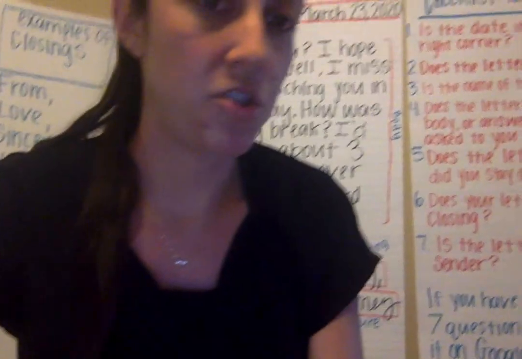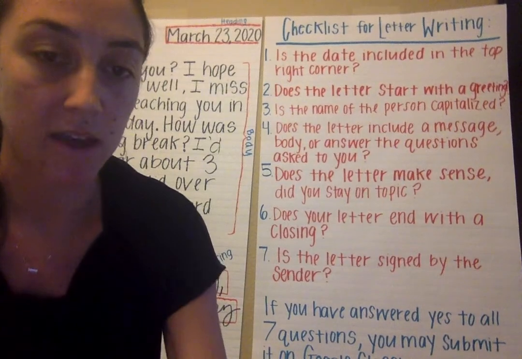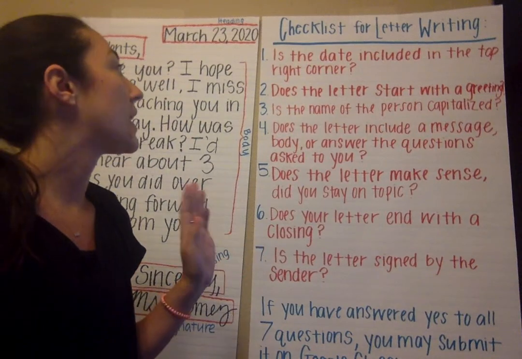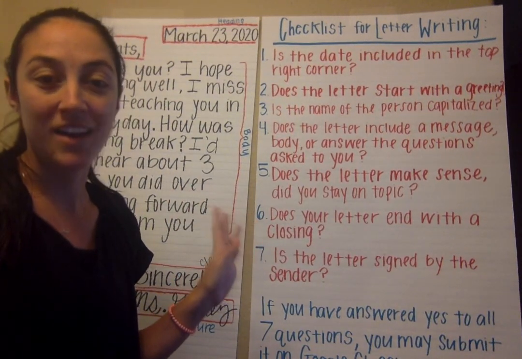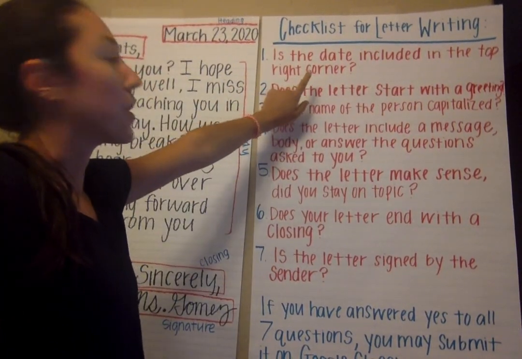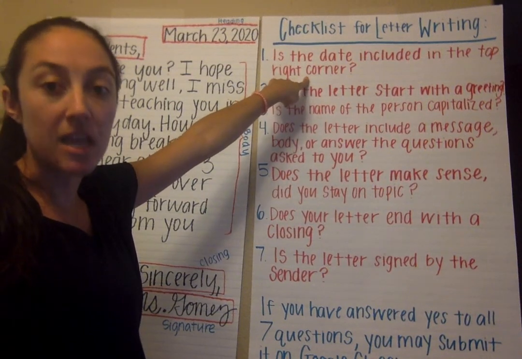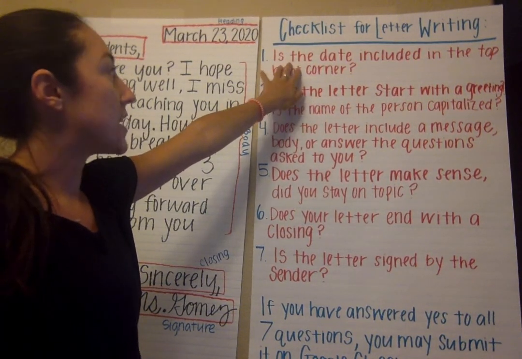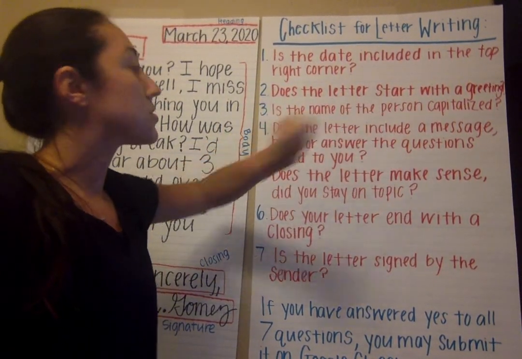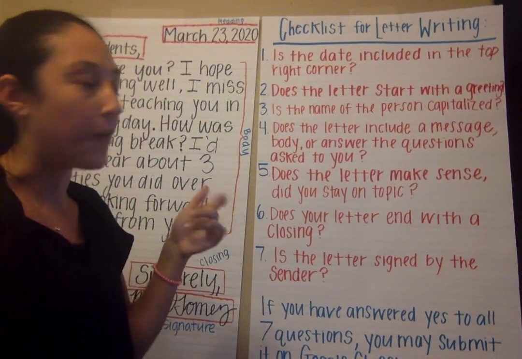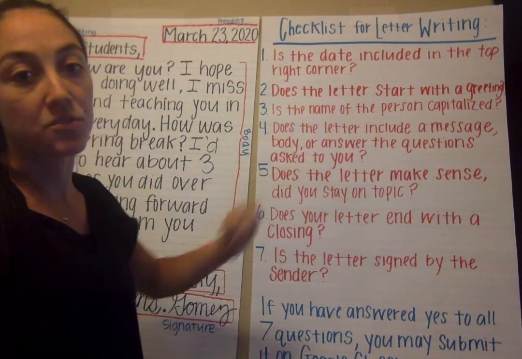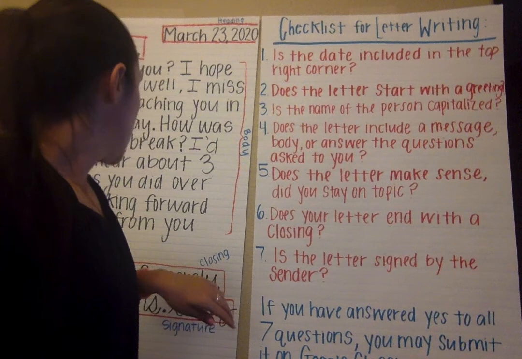We are going to go over the checklist of what is expected in your writing. Please make sure that you have all 7 of these in your writing so that you can get full credit for your assignment today. So the first one is the date included in the top right corner? So please, when you are writing, make sure that you say today's date in the corner because that is important. I need to know when you wrote it. Number 2, does the letter start with a greeting? So the greetings, dear, to, hello. Number 3, is the name of the person capitalized? Again, those are the proper nouns. We need to have those names capitalized.